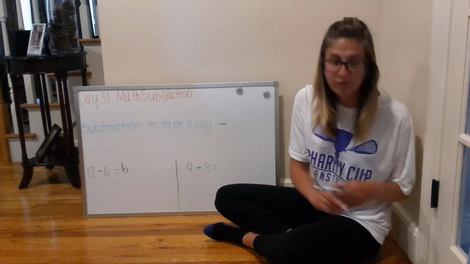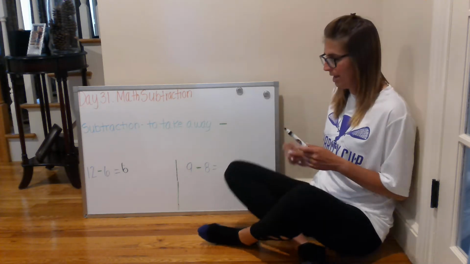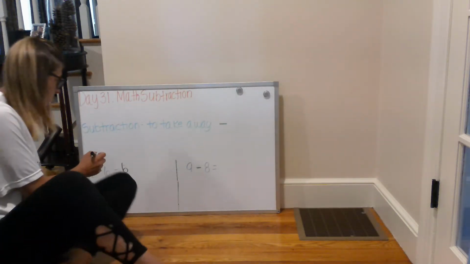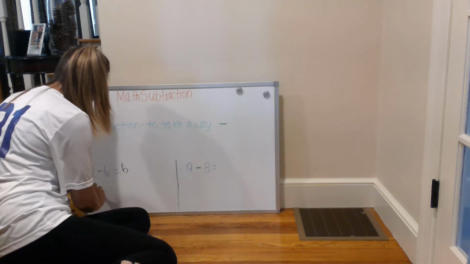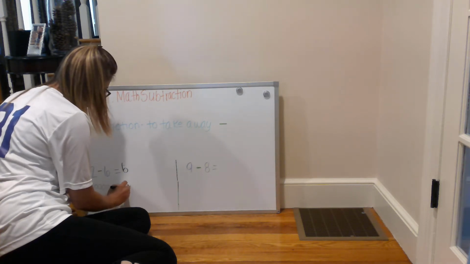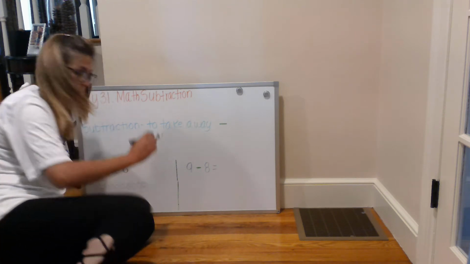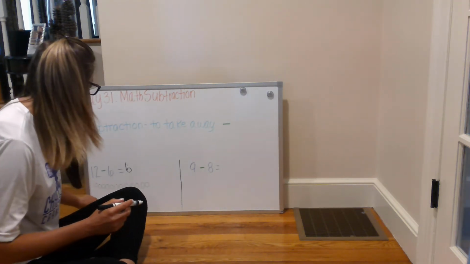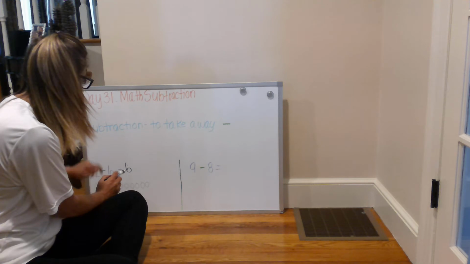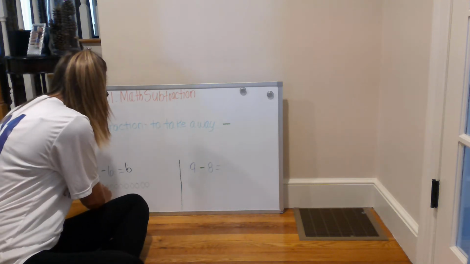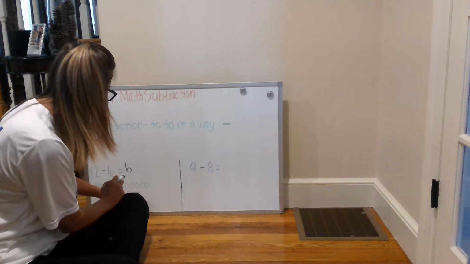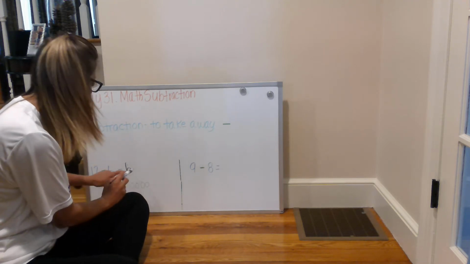Now I'm going to show you, if you do not have counters at home, how we're going to draw it out. So I'm going to start off by drawing out 12 circles. Okay, so I have 1, 2, 3, 4, 5, 6, 7, 8, 9, 10, 11, 12. So I have 12 circles here. Now I'm going to cross off 6 of my circles, because 12 minus 6. Our second number tells us how many we're going to take away. So 1, 2, 3, 4, 5, 6. So 12 minus 6 equals 6.